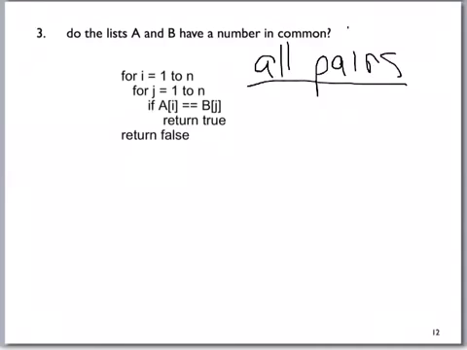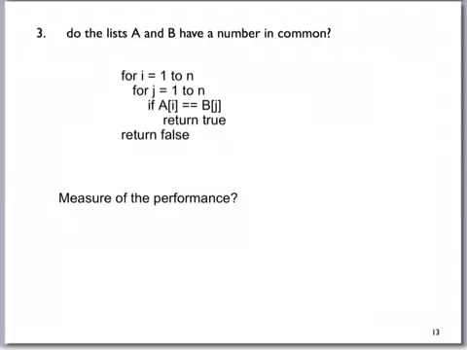This is something that happens again and again. And so we come back to the question, what's the measure of the performance? In this case, we have an inner loop that is going to get executed n times, and then we have an outer loop that will get executed n times. And so this one is clearly order n squared. Okay.